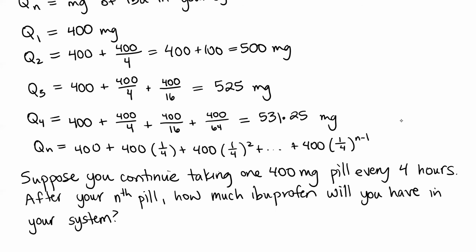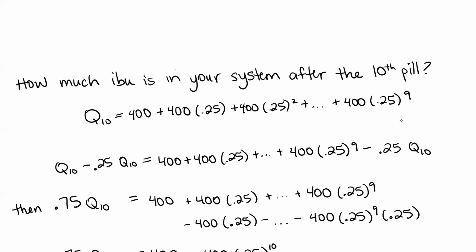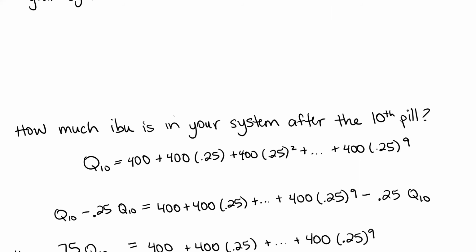In other words, this tells us how much ibuprofen you'll have left in your body after taking your nth pill, assuming that you're taking 1 400 milligram pill every 4 hours. So this calculation here is our answer to this question here. Okay, so Qn is equal to this equation here. Now let's apply that to figure out, after 10 hours, how much ibuprofen is in your system.